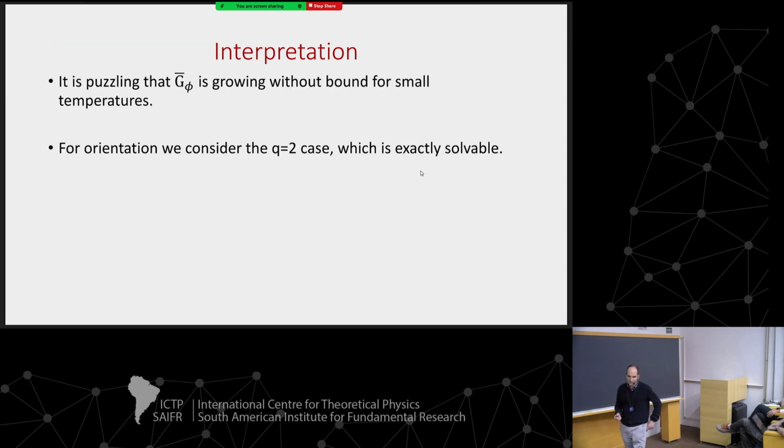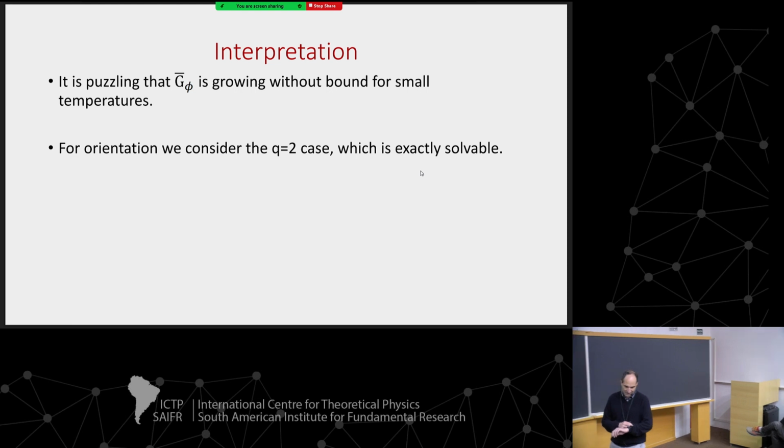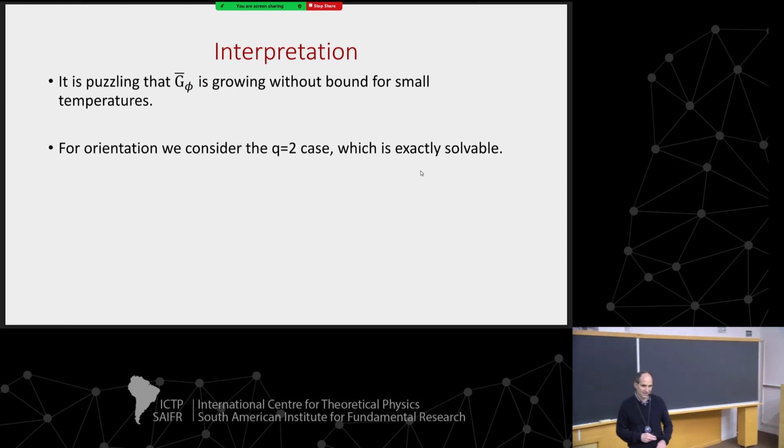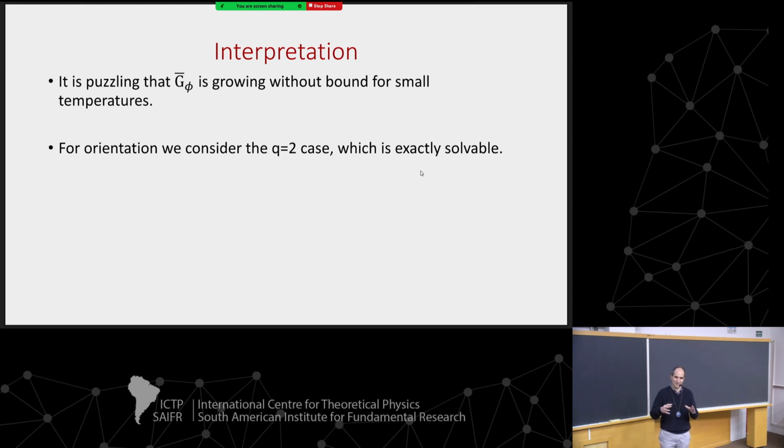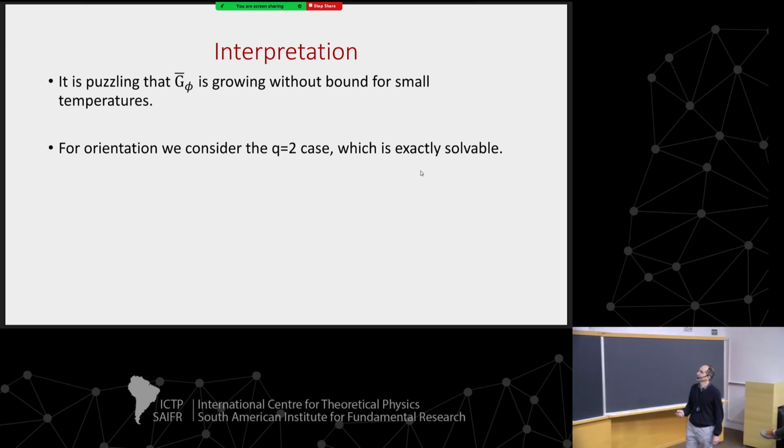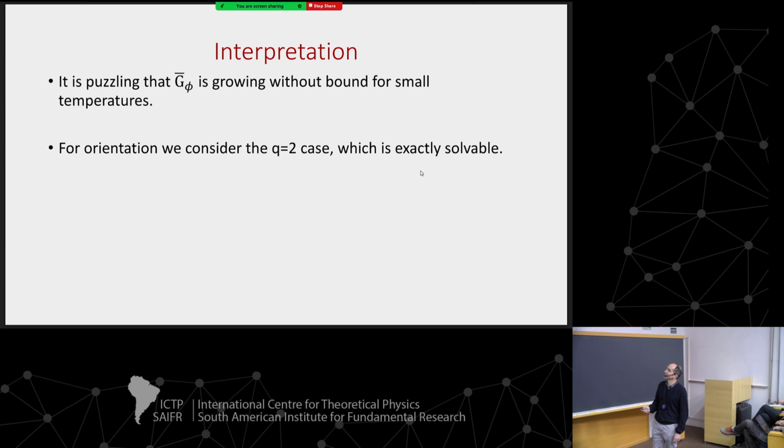Now the question is whether we can say a little more about the interpretation of what's going on with this model. One fascinating feature of this model is that as you go to low temperature, this function g is growing. That's saying that the expectation value of phi squared is growing, for example. So why is it growing if we had a positive, well-defined potential and so on? This was initially puzzling for us. So for orientation, we'll consider the q equal to 2 case, which is exactly solvable.